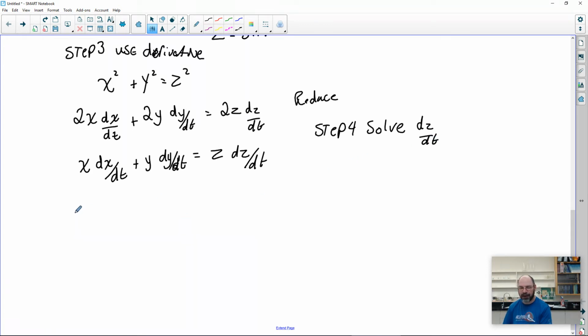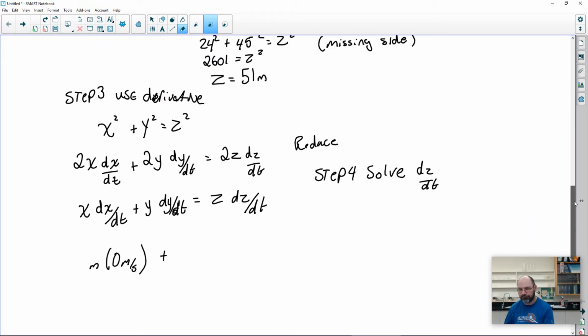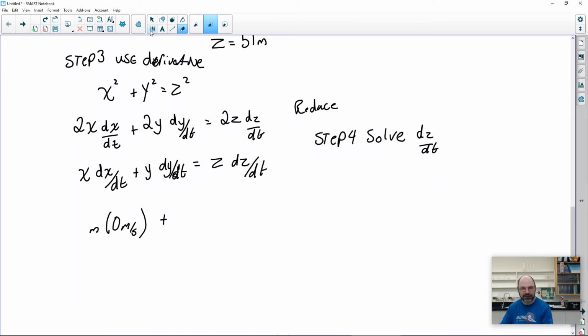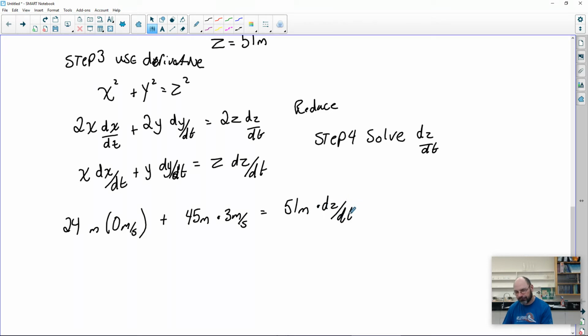Okay, so in our case, we've got x was 45 meters times 0 meters a second, rate of change for the person on the ground, plus 4, or that wasn't 45, pardon me, that was 24, correct? Was on the ground, yes, 24, if we look back at our diagram. x was 24, y was 45. My mistake. So this should actually be 24 meters here. It's going to cancel out anyway. And then this one, y was the 45 meters, and her rate of change for y was 3 meters a second. And that's going to equal our z, which was 51 meters times dz/dt.